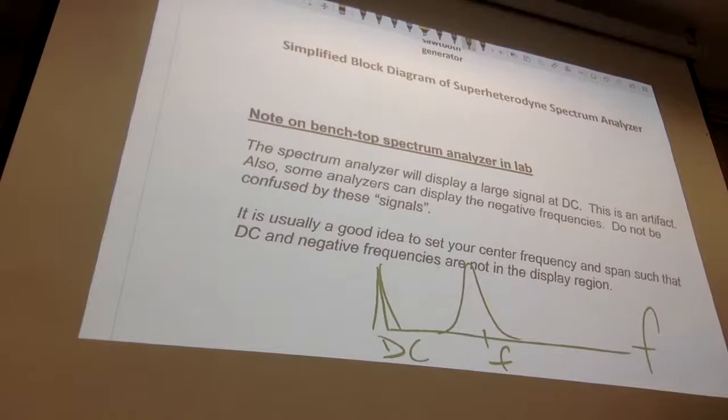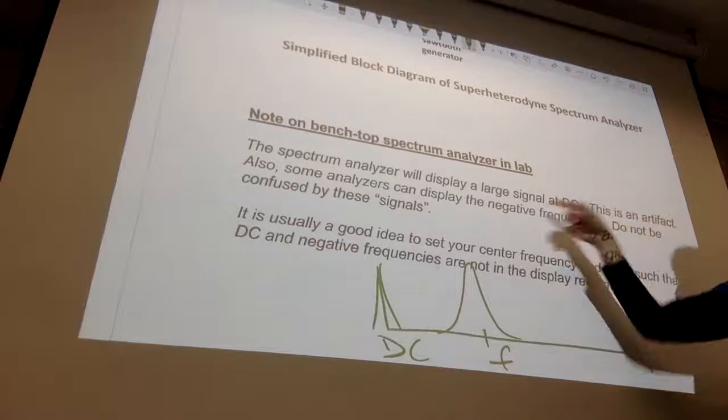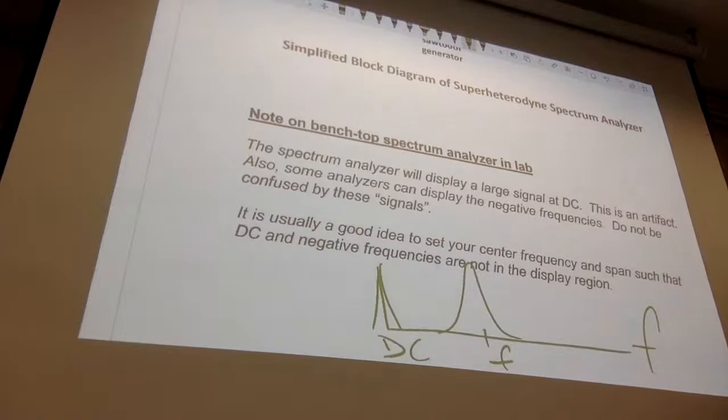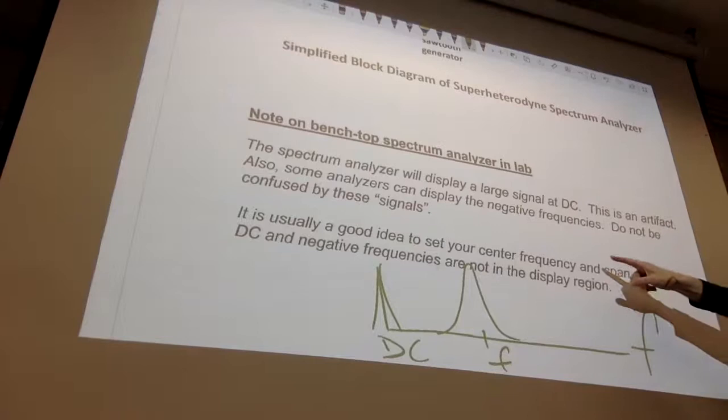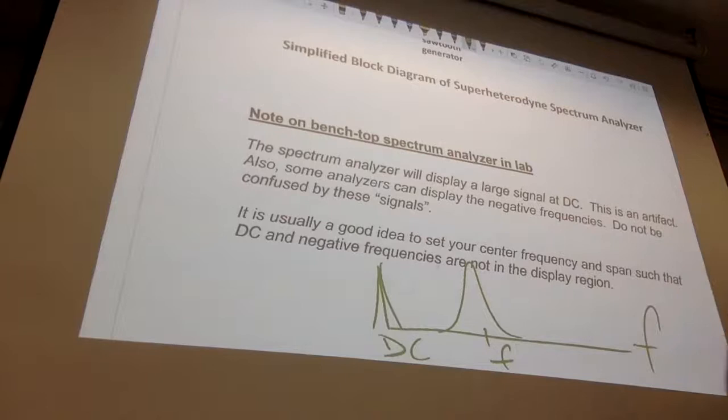Also, some analyzers, because of the mixing, you'll actually get negative frequencies, and you can actually scroll over there. Don't get confused about that. You might want to just set everything up so your span and what you're looking at, so you don't see the DC and you don't see the negatives. That's all. I don't think the AD2 has that.